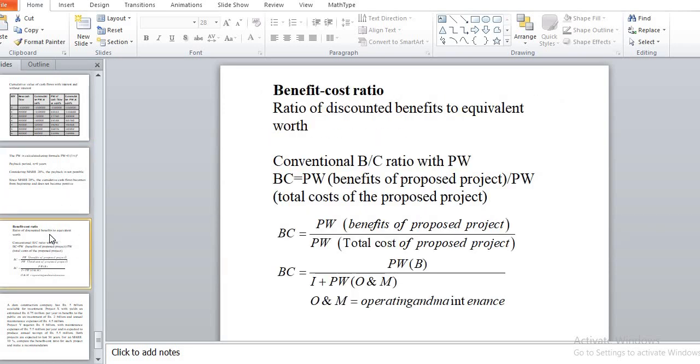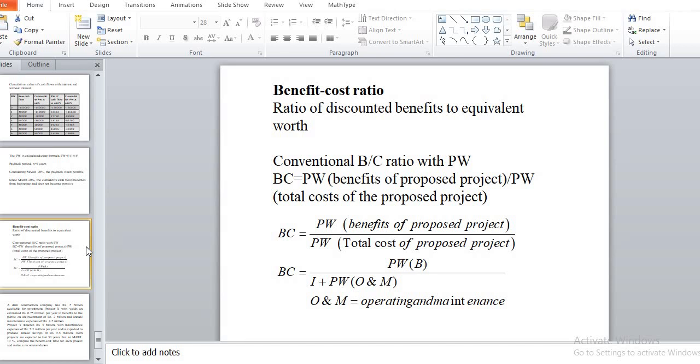Another method is the benefit to cost ratio method. This method is used particularly for public projects.